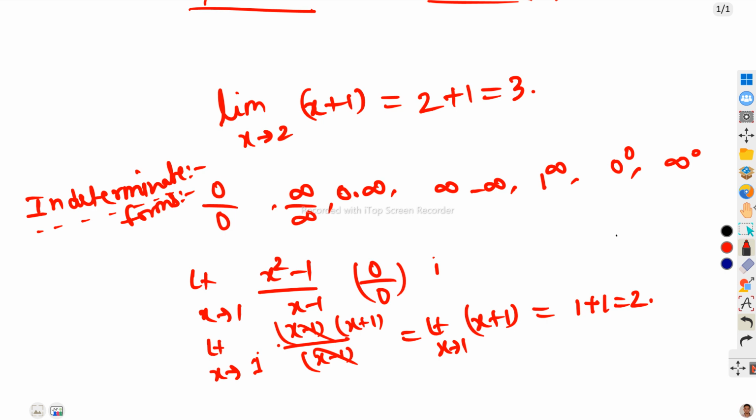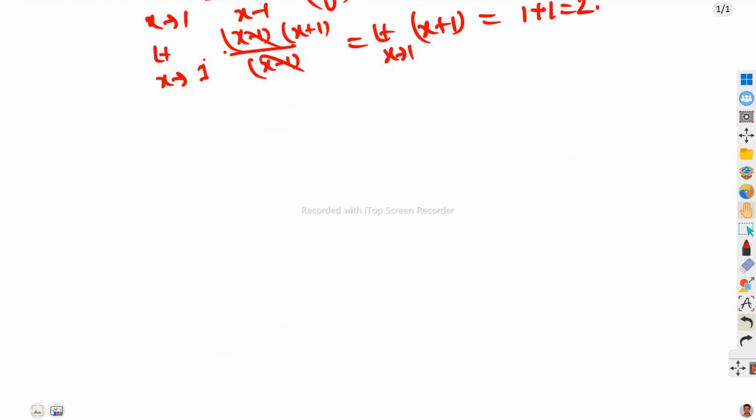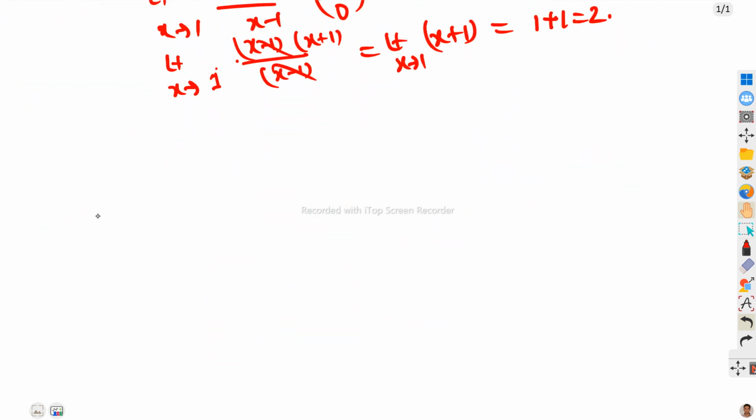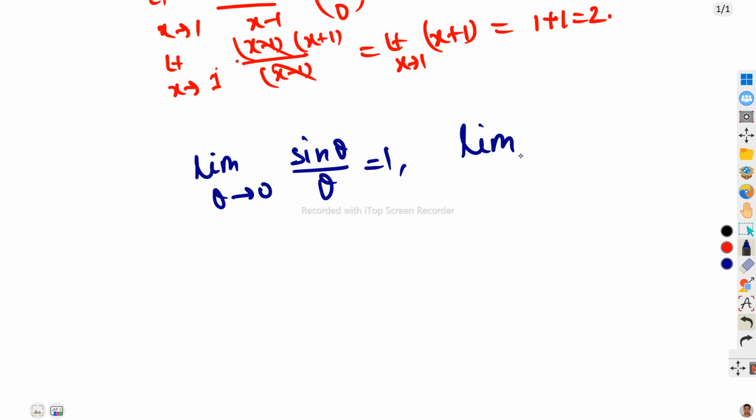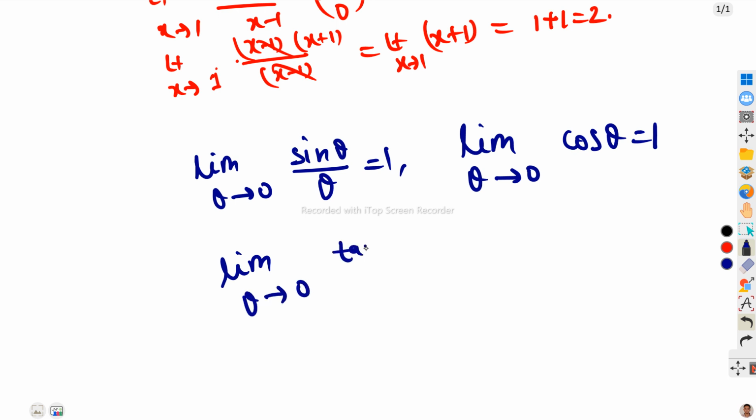Moving on to the next situation, we have some formulas. The formulas are: limit theta tends to 0 of sin theta upon theta equals 1, limit theta tends to 0 of cos theta equals 1, and limit theta tends to 0 of tan theta upon theta equals 1.